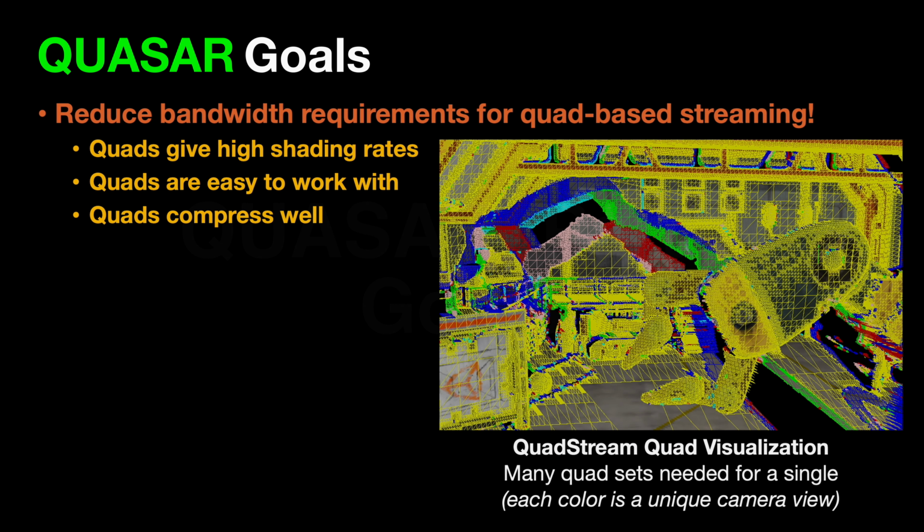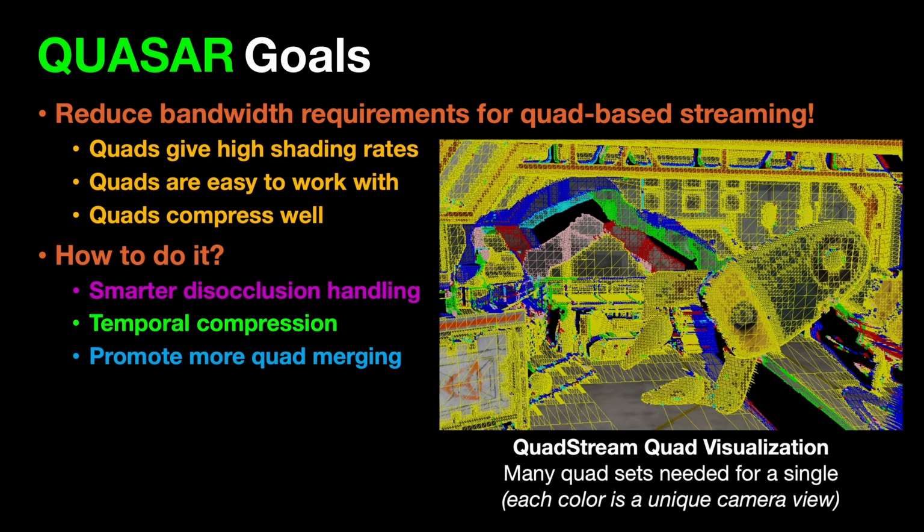Our system, QUASAR, builds upon and improves the quad-based representation introduced by QuadStream. It builds on the key advantages of using quads as geometric proxies, like high shading performance, ease of processing, and strong compressibility. To make quads even more streamable, we introduce an improved method for disocclusion coverage, a temporal compression technique, and ways to reduce the overall quad count for smaller data sizes.